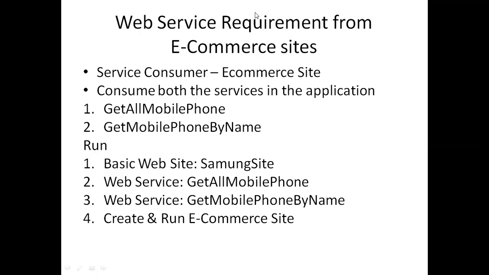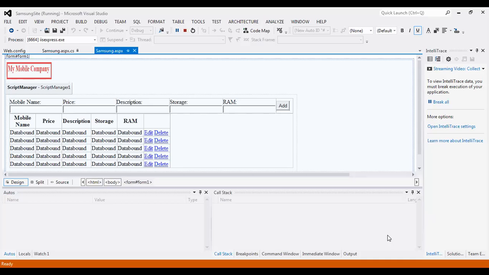So the first application is running the Samsung site, my mobile company. I have executed this particular site in the background. This site is used for storing and adding the record for selling the product to the end user. So my mobile company is having their own site.